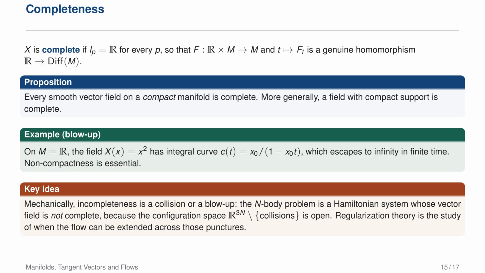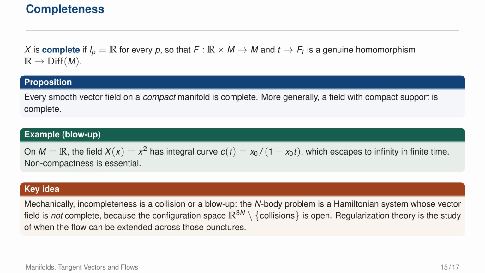The standard warning is one line. On the real line, take X of x equals x squared. Its integral curve through x naught is c of t equals x naught divided by 1 minus x naught t. That escapes to infinity in finite time. Nothing is wrong with the vector field. The non-compactness of the real line is what lets the solution escape.